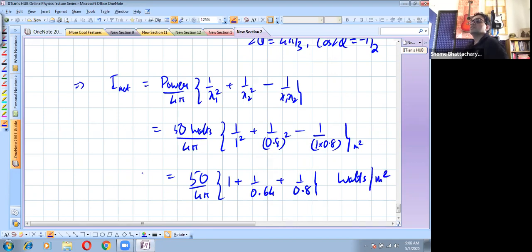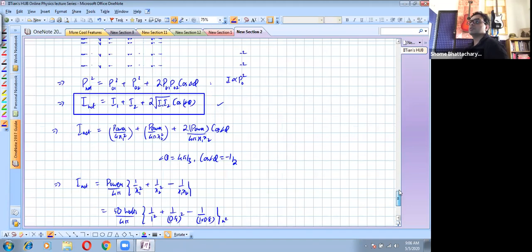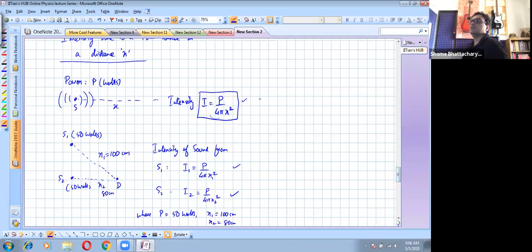Okay, so this is a more detailed type of calculation that we do in this problem for the net intensity, making use of both these formulae. That one is the intensity at a distance of x from a source. This formula here, we're making use of that.